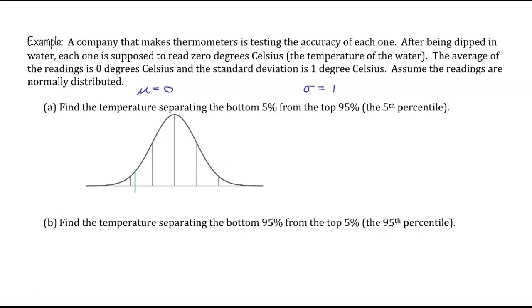Since we're looking for this temperature value that separates the bottom 5% from the top 95%, we actually do not know the z-score this time, but we're looking for it. What we do know is that the area to the left is equal to 5% or 0.05, and the area to the right is 95% or 0.95. Recall that probability corresponds to area under the curve. So we're looking for the z-score that has a left area of 0.05. Let's take a look at our z-table.